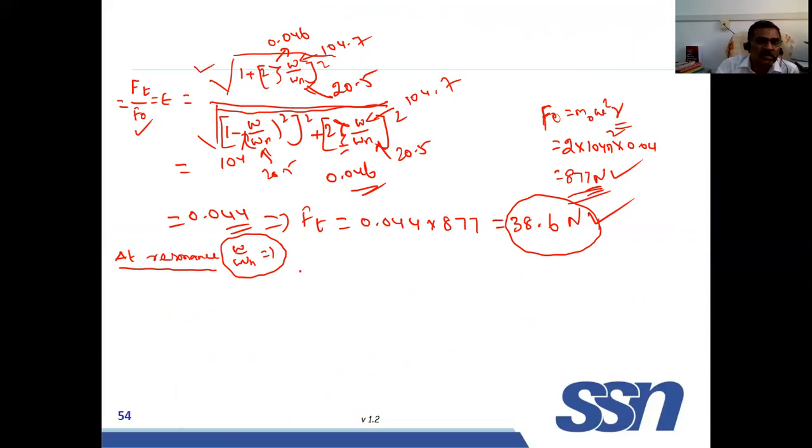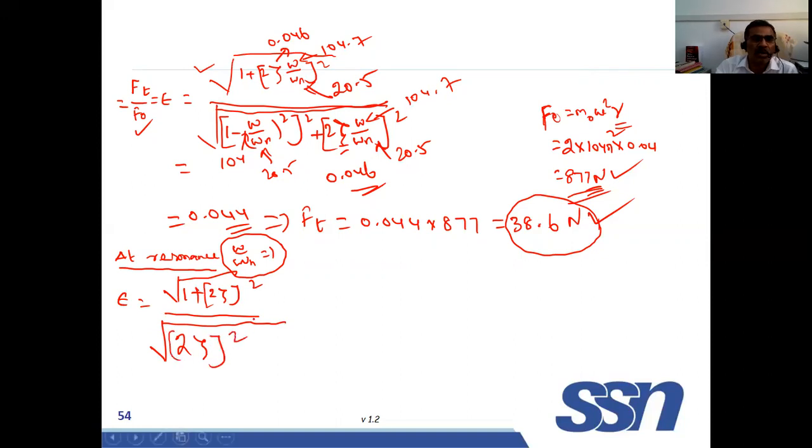Here in this equation, transmissibility is equal to the root of 1 plus (2 into psi) square, divided by the root of (1 minus omega by omega n squared) whole square plus (2 into psi) whole square. Since omega by omega n is equal to 1, this term will be 0. Here you will get 2 into psi, the whole square. The 2 you can cancel with the root.